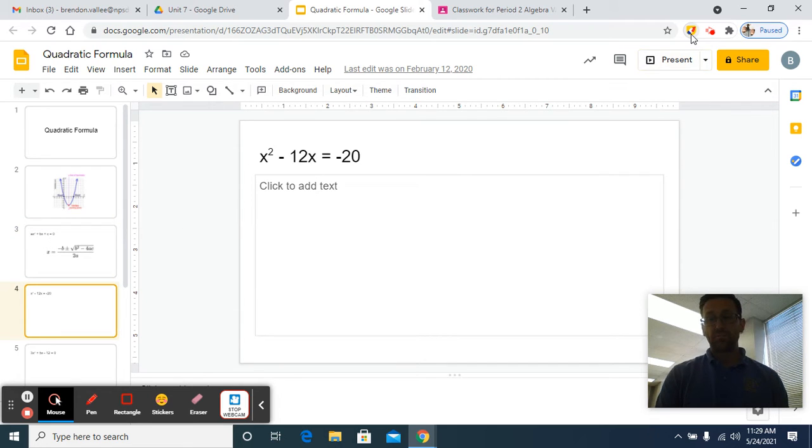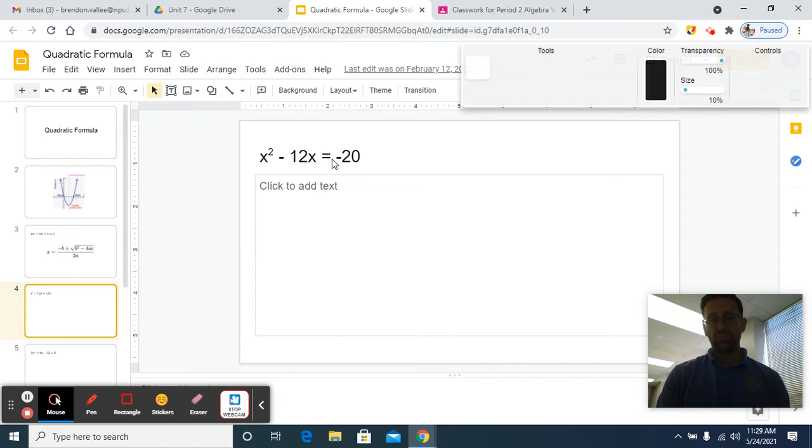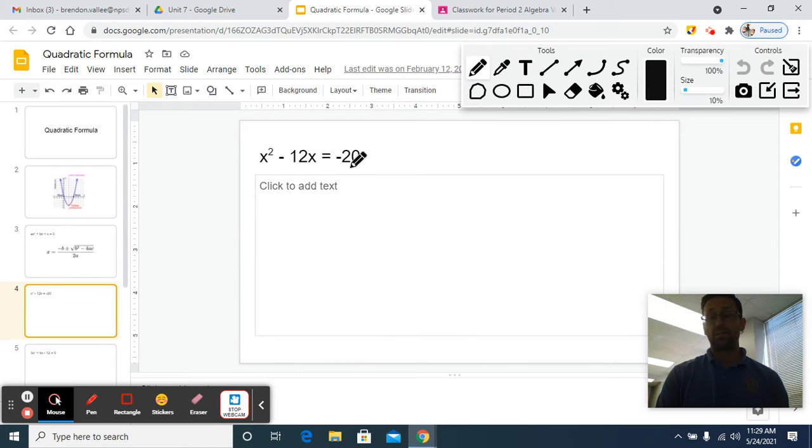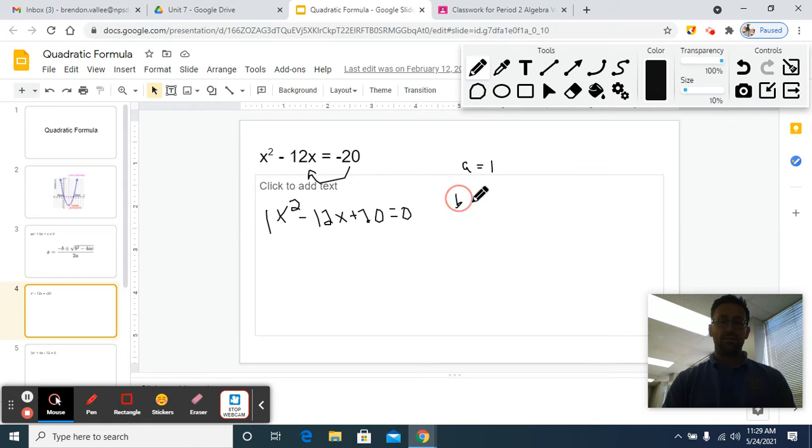Now, when you start this, you need your quadratic to equal 0. So if it doesn't equal 0, you've got to get everything to the other side. So I'm going to rewrite this equation with the equation equaling 0. x squared minus 12x plus 20 equals 0. And that number in front is 1 if there's no number there. So that means that a is 1, b is negative 12, and c is 20.